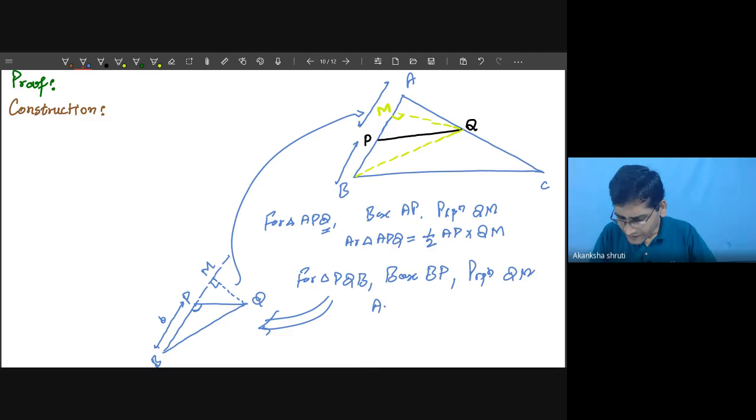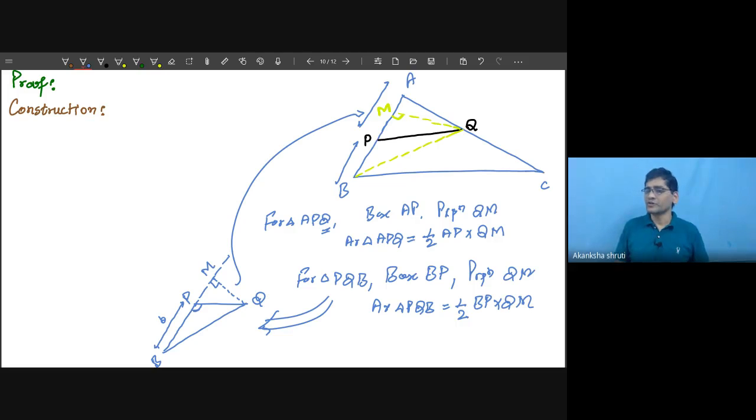Similarly, if we are now going to write the area of triangle PQB, in this case we are taking the base as BP, so half BP, but for the side BP the perpendicular is again our QM. Okay, so by taking the ratio we can observe that this QM will get cancelled and half will get cancelled. The ratio left will be AP by PB. So that situation we are going to use.